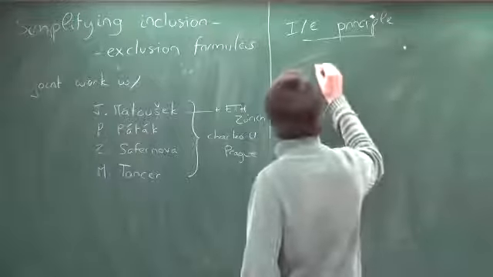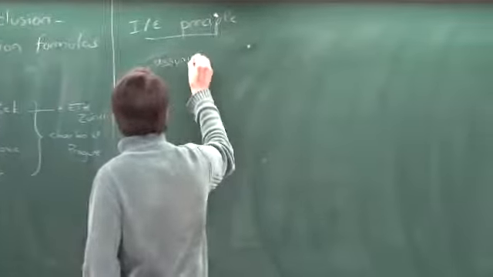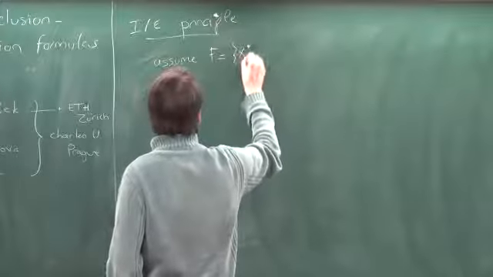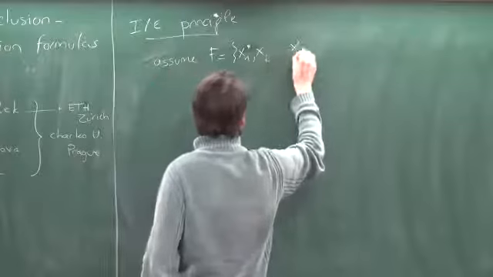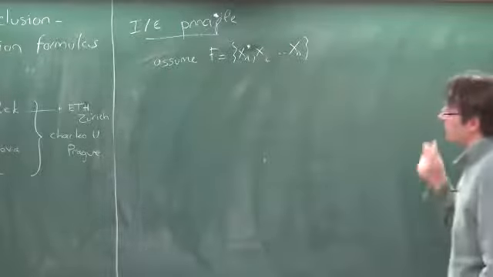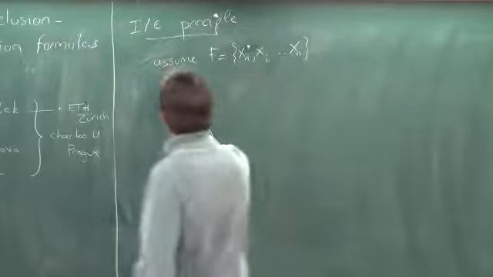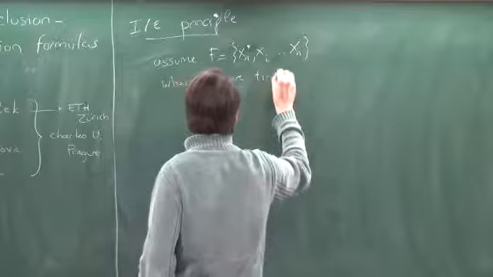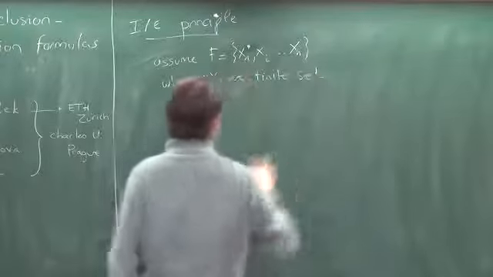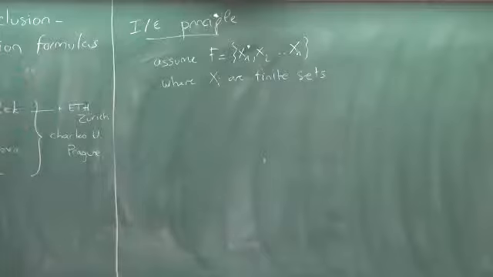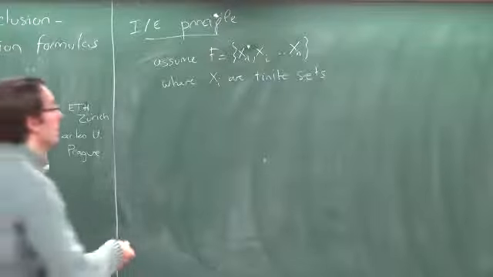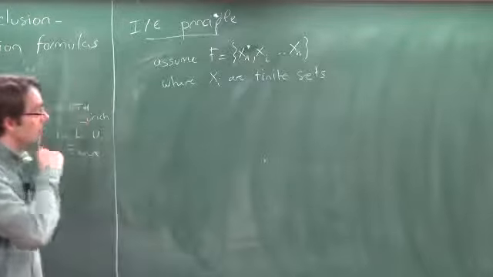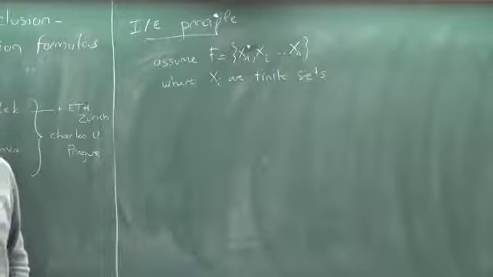So the inclusion-exclusion principle is: assume you have a finite family of sets, X1 to Xn, in a finite set. And you want to count how many objects are in the union, and that's complicated, but you can easily count how many objects are in the intersections. And the inclusion-exclusion principle simply relates the size of the union to the size of the intersections.